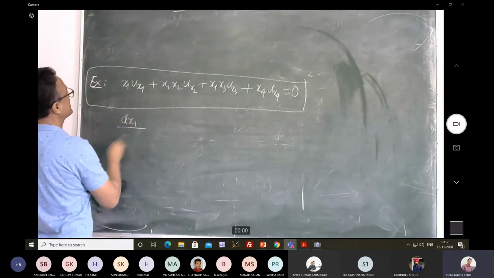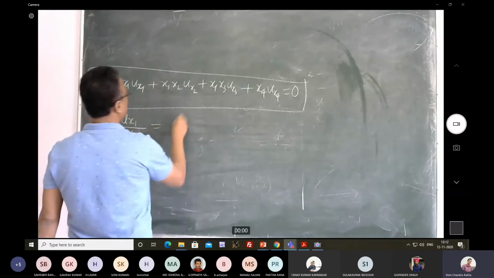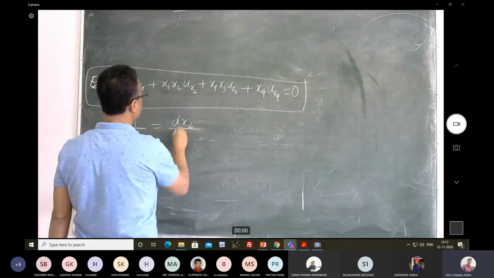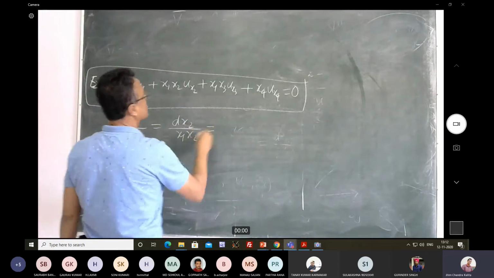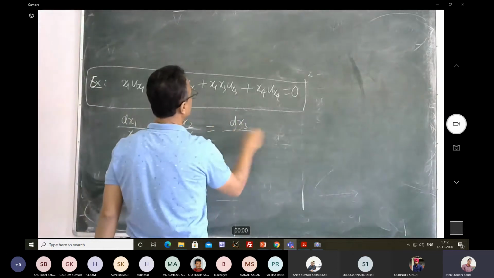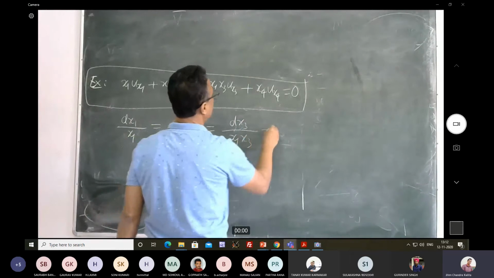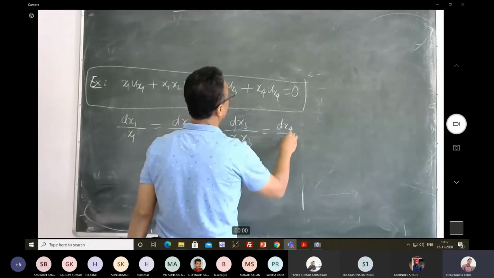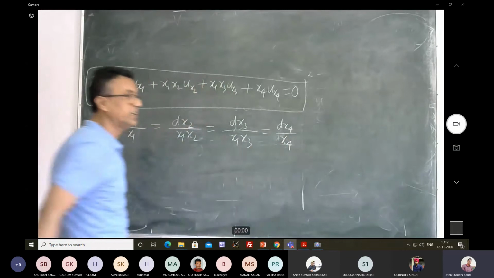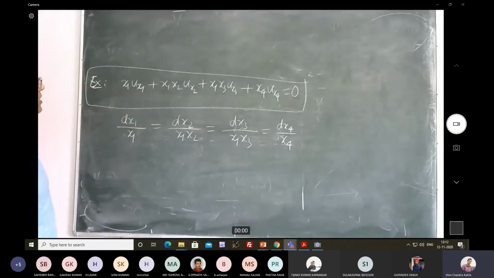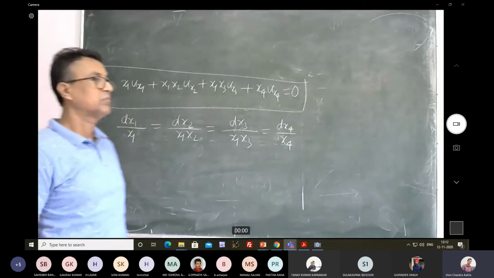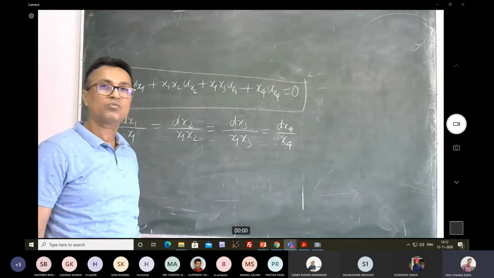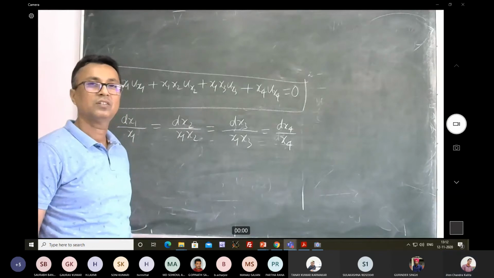We are going to have dx1 by x1 equal to dx2 by x1x2 equal to dx3 by x1x3 equal to dx4 by x4. Okay, so now can you tell me how many first integrals we will try to find from here?